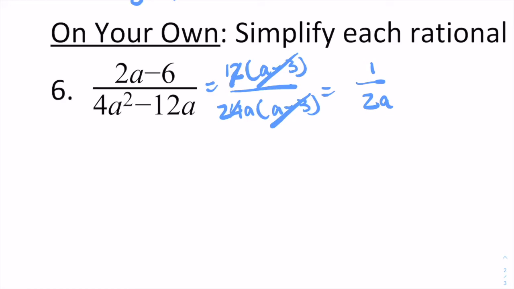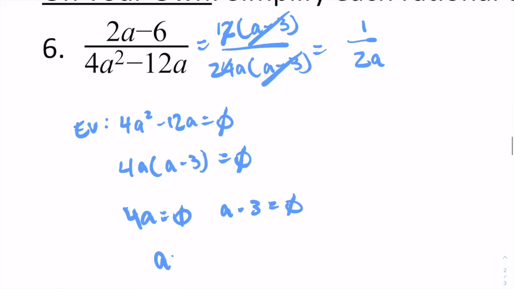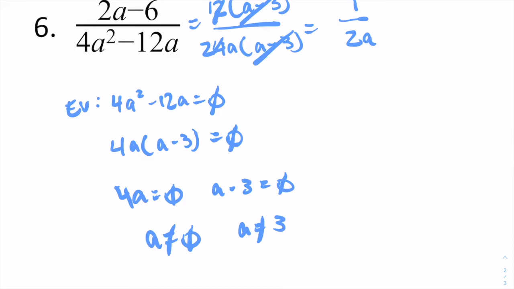Okay, but my excluded value, you get 4a squared minus 12a equals 0. I could factor that. I could just take what I did earlier, and you get what? 4a times a minus 3 equals 0. So you get 4a is equal to 0, a minus 3 equals 0, you get a equals 0, and a equals 3. So I would just put a slash mark signifying those are your excluded values.